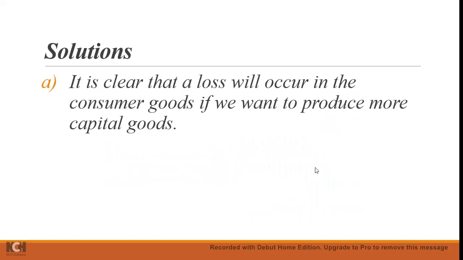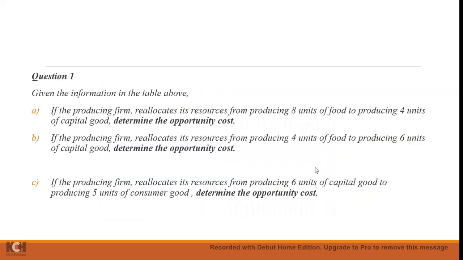Now, the task we have to do is to look at part C, which is just in line with this. In this case, you have to calculate the opportunity cost when the firm reallocates resources from producing 6 units of capital good to producing 5 units of consumer good.